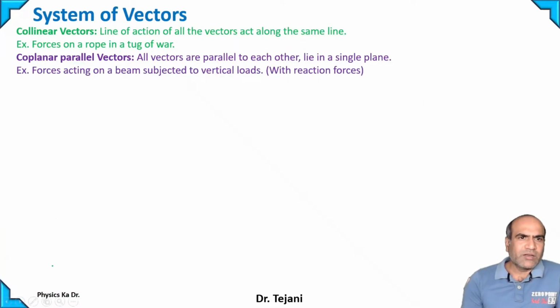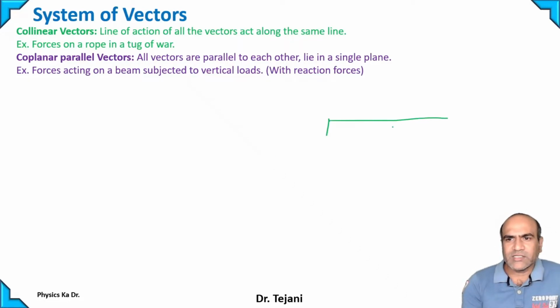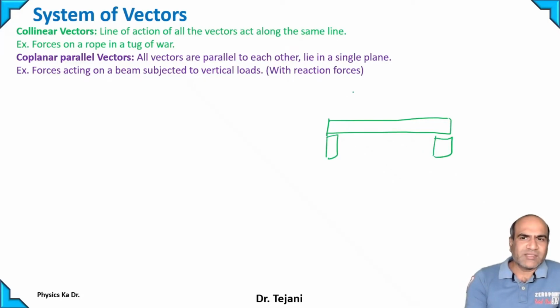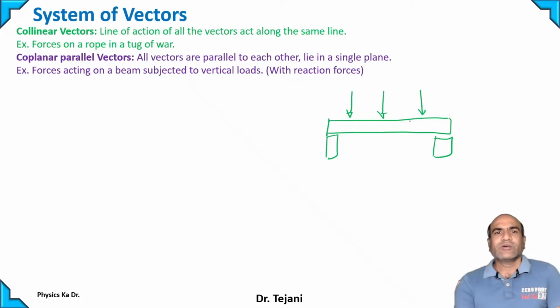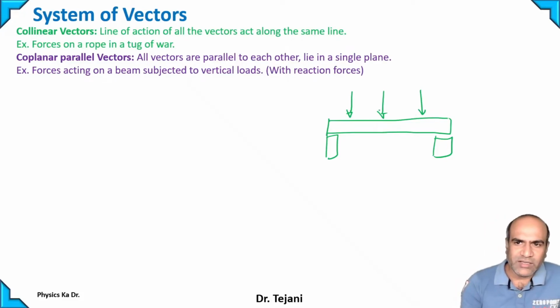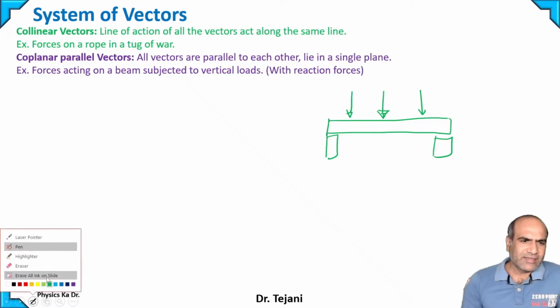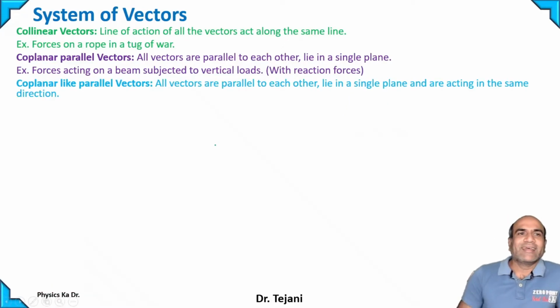For example, force is acting on a beam, which is just a horizontal bar, and this is a bench. Simple, consider we stand here on this bench, about three people are there. So all are on a single plane and all are parallel. Vertical forces are there and all are in a parallel path. Simple to understand.